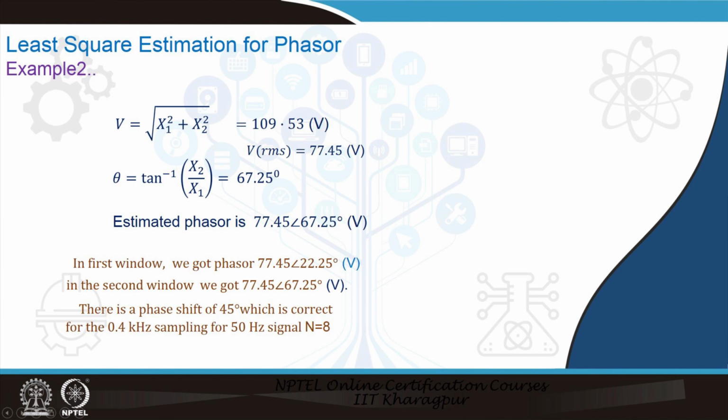We observe the same thing in the discrete Fourier transform also, with the shift in the window: with more and more observations, the window progresses forward. Now, the sampling rate is 4 kilohertz and we have a 50 hertz signal, so the number of samples n becomes equal to 8, and we are getting the corresponding 45 degree shift, which is correct, as we have discussed in detail in the DFT based Phasor estimation.